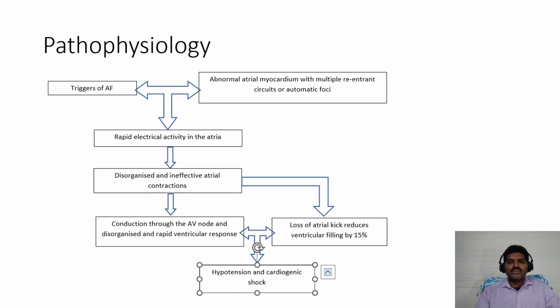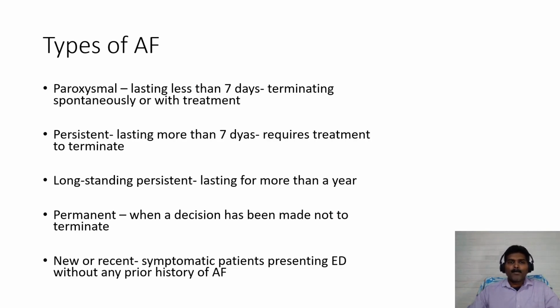So, AF can be conveniently divided into different classes based on the duration and how long it has stayed. First of all, paroxysmal atrial fibrillation, which is atrial fibrillation lasting for less than 7 days. It usually terminates spontaneously without any treatment, or with treatment, it can terminate earlier. Persistent AF lasts for more than 7 days; it doesn't terminate by itself but requires treatment to terminate.